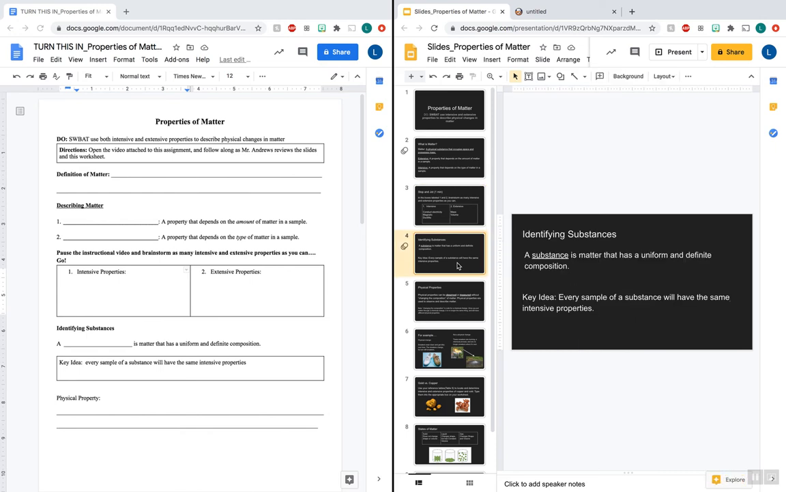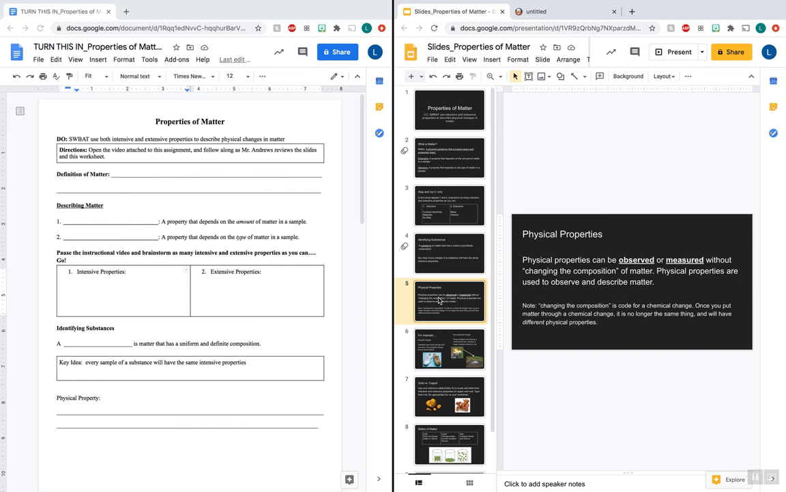So when we identify substances, we use their properties to do this. A substance is matter that has a uniform and definite composition, and we categorize matter into substances based on its properties. So a big key idea of the day is that every sample of a substance will have the same intensive properties. Like I just said with water, if we have a cup of water and a bucket of water, they're both water. They both look, taste, smell the same, but there are different amounts of them. So we use the intensive properties to categorize our substances.